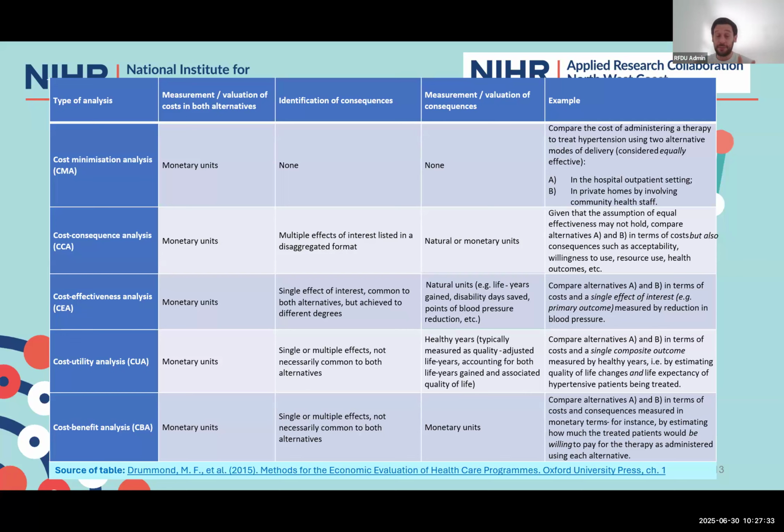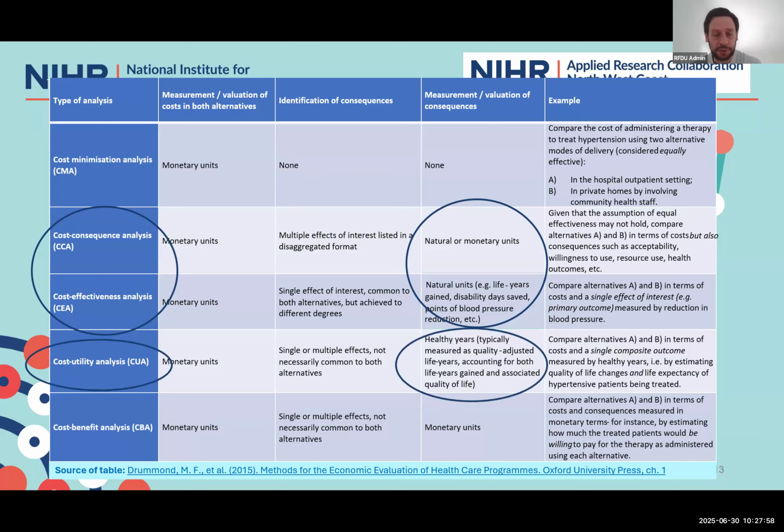You will remember this table from session 2, I think it was, where we talked about the different types of economic evaluations. In terms of the outcomes, I'm going to focus today on 3 types of economic evaluation. First of all, CCA, the cost consequence analysis, and CEA, the cost effectiveness analysis, where things are measured in natural or monetary units. And then I'll talk also about the cost utility analysis, or CUA, where outcomes are measured in terms of health years. We will explain that concept a bit more later on, talking about QALYs, quality adjusted life years.